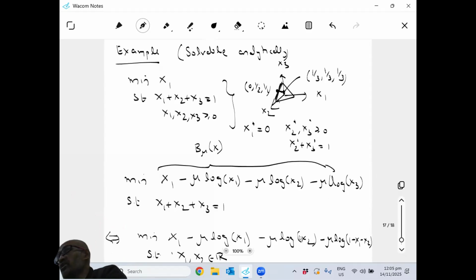Next class onwards, I'm going to start discrete optimization. It will be a different way of thinking about problems. Okay. So we'll stop here.